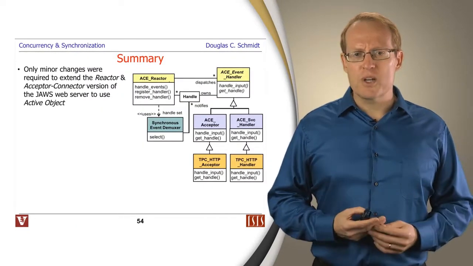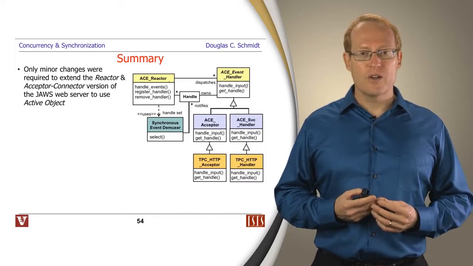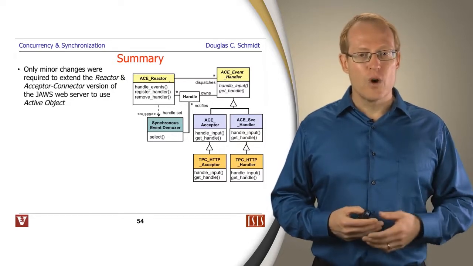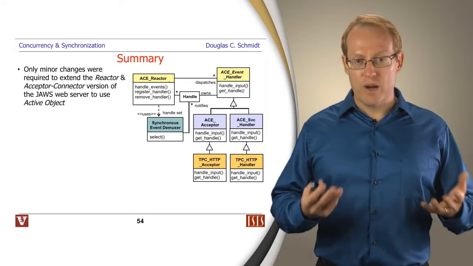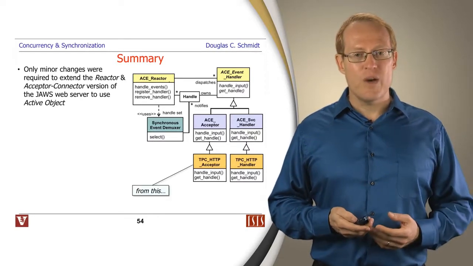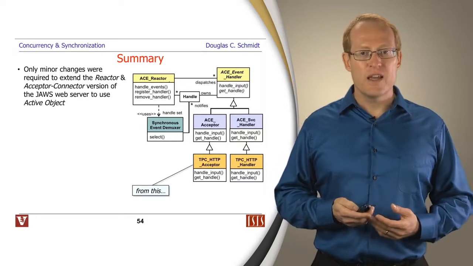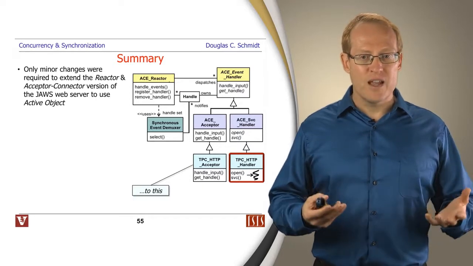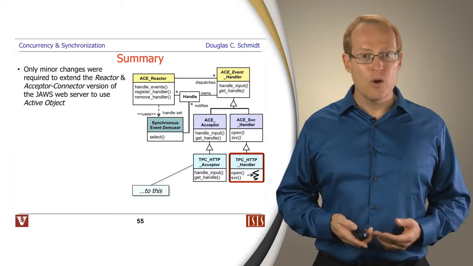So to summarize this particular section, only very minor changes were required to our design and to our implementation in order to go from a reactive approach to the active object approach using thread per connection. It just went from this model we had here, where you had a reactive callback driven approach using the handle input methods, to an approach using an active object, where we were able to create the TPC HTTP handler that could run in its own thread of control.